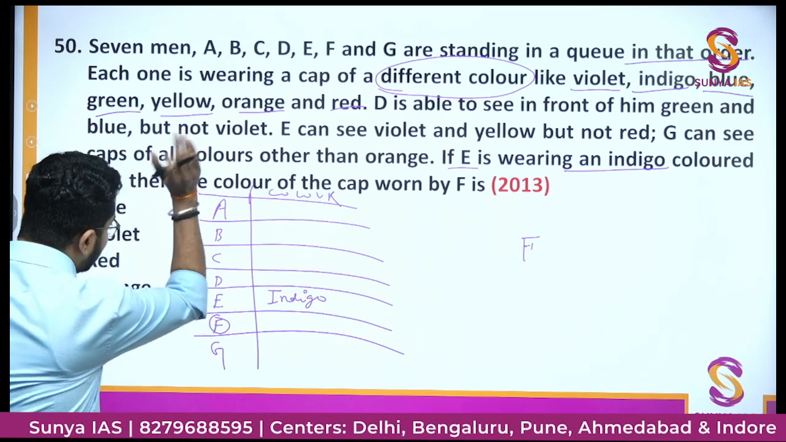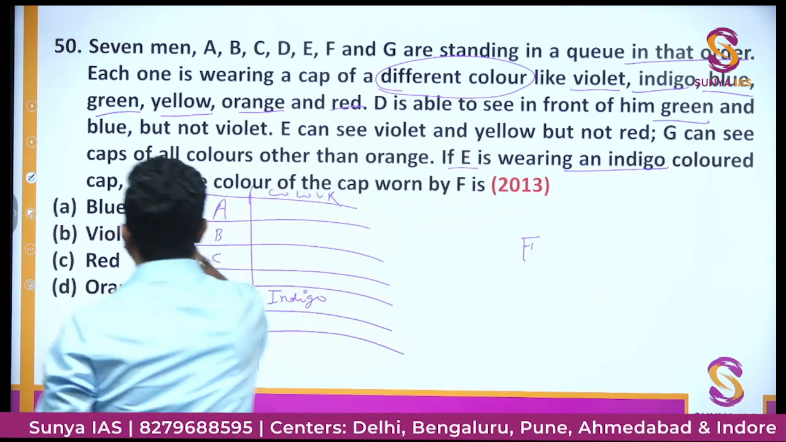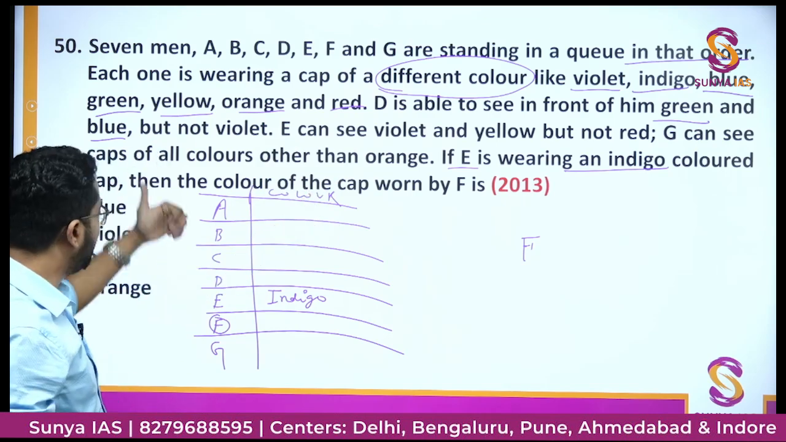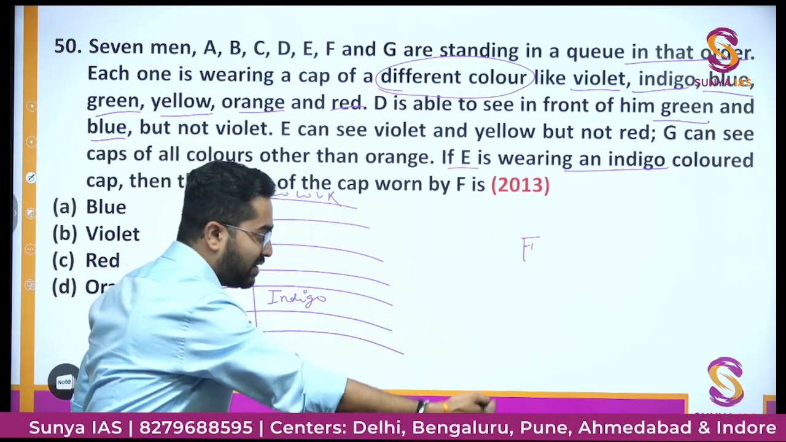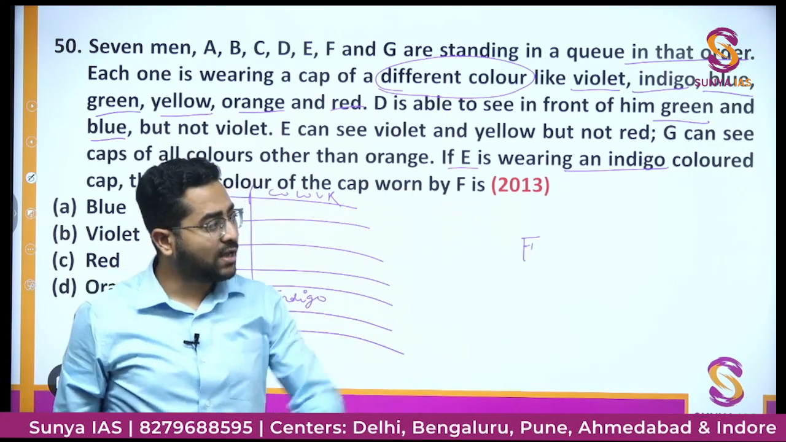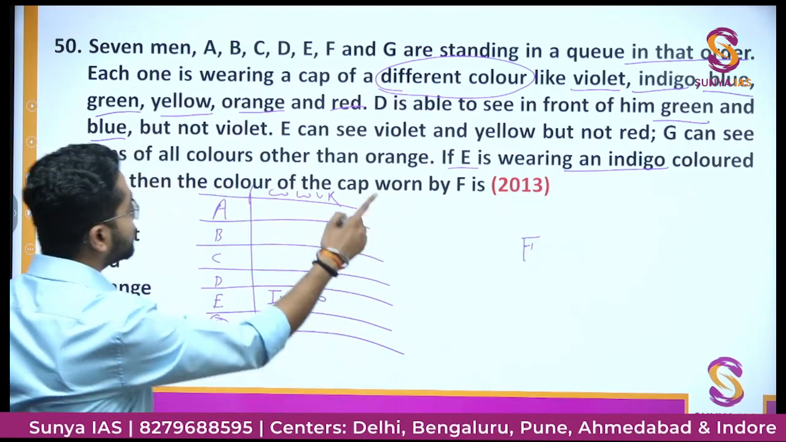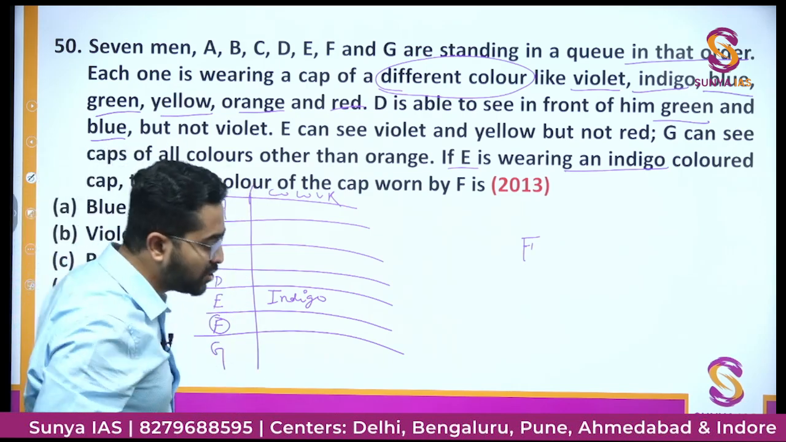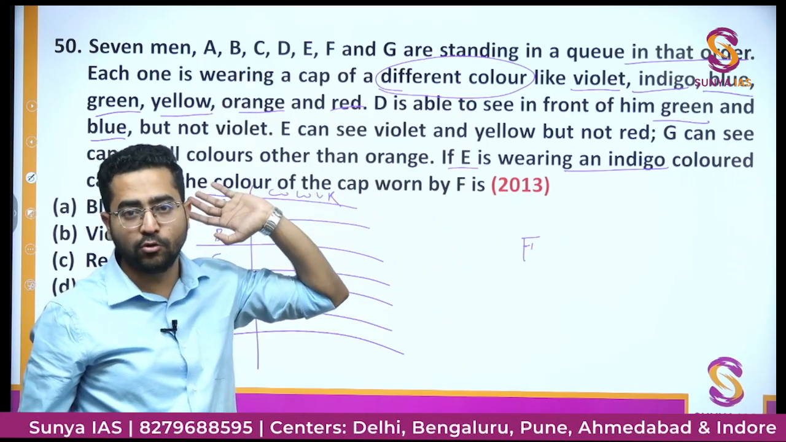If D can see the caps of green and blue color, that means the persons with green cap and blue cap are standing in front of D. If I am D, then in front of me someone with green and someone with blue is standing. F is standing behind me, so F can also see these people, green and blue, standing in front of him.